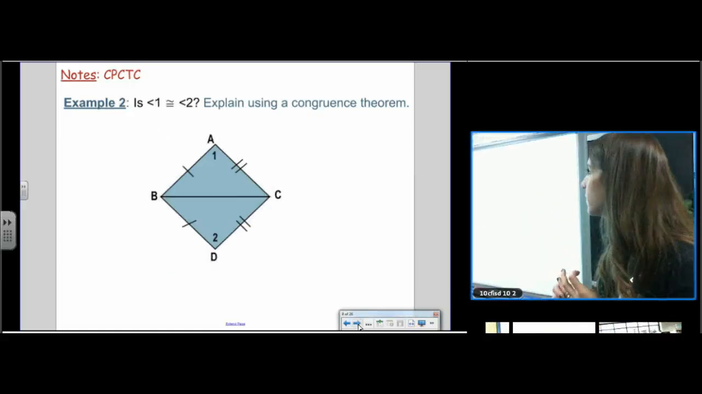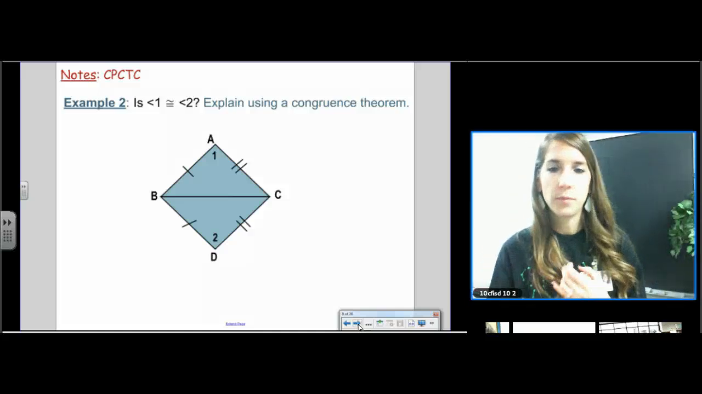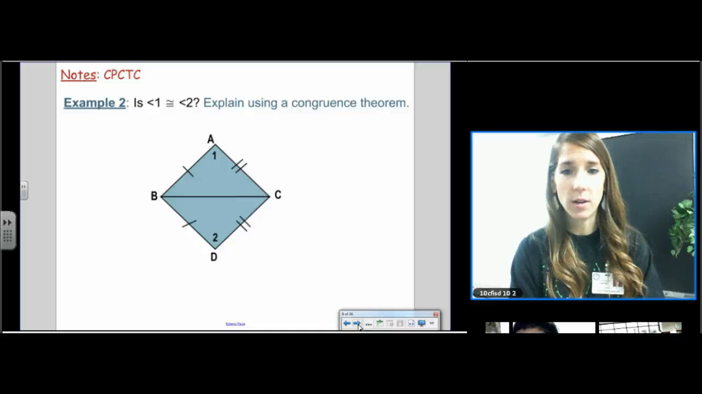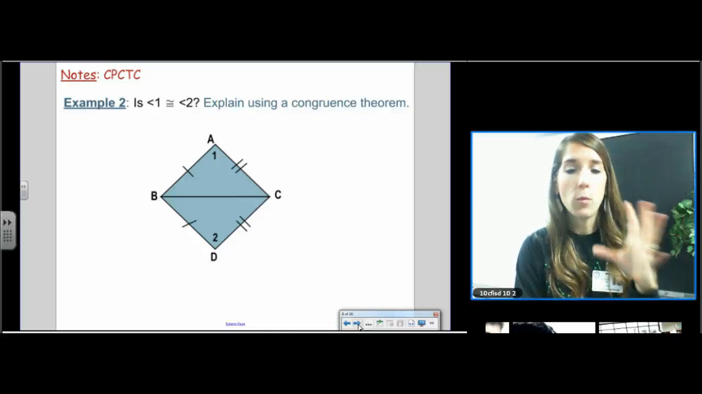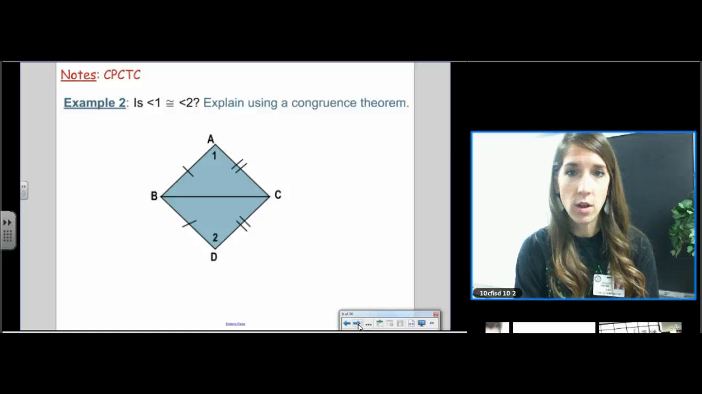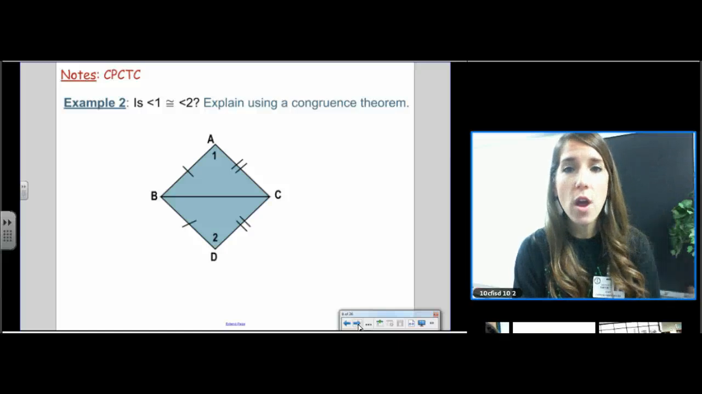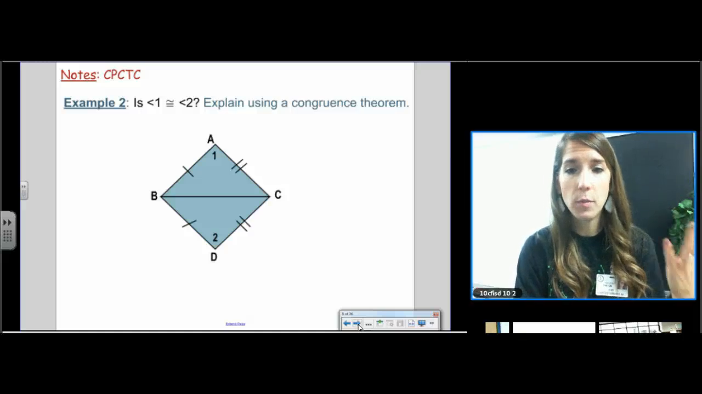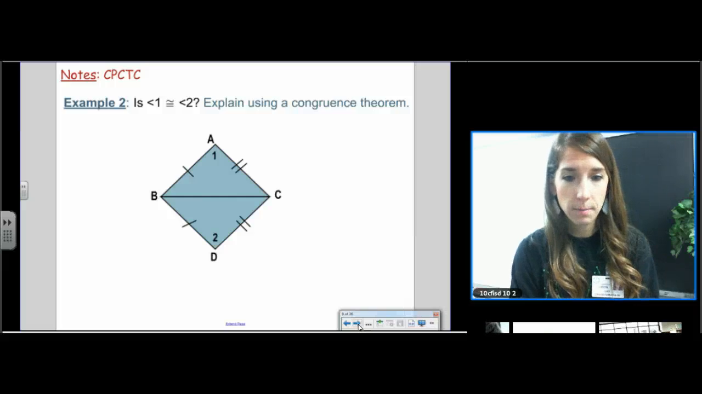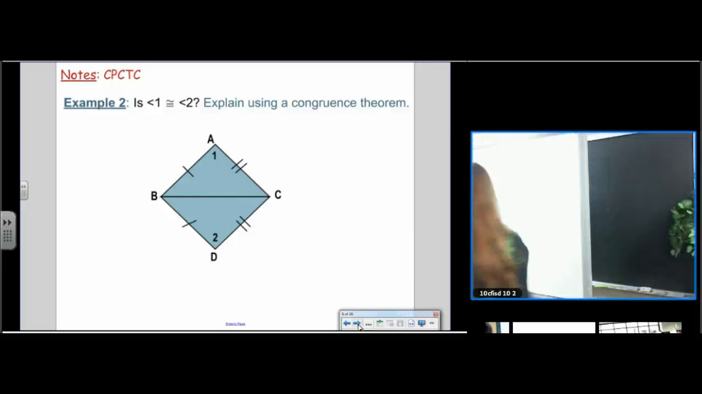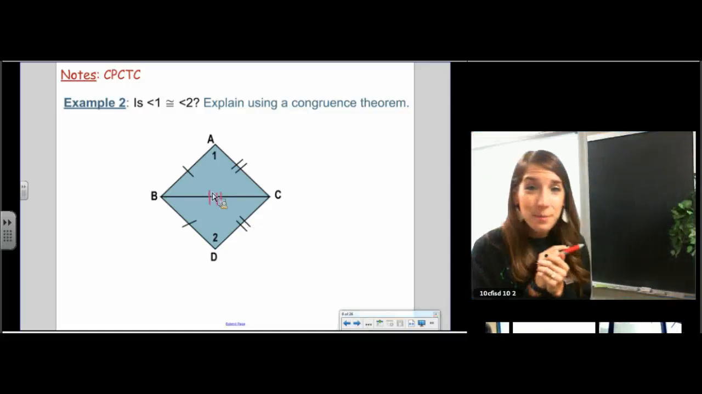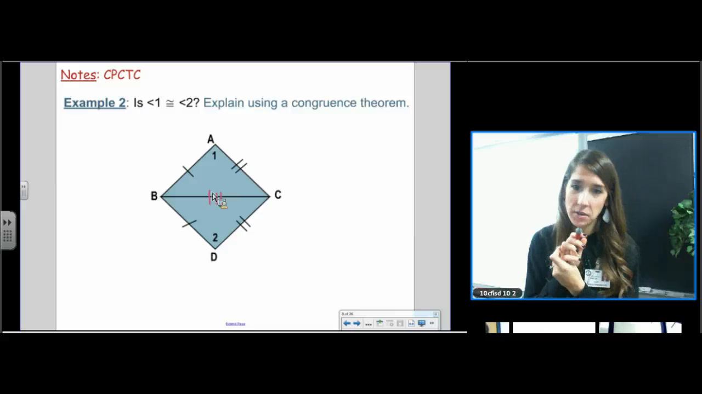Moving right along. Example 2. Is angle 1 congruent to angle 2? Explain using a congruence theorem. So the way this works is that we don't know if angle 1 is congruent to angle 2. There are no markings and we have no way to add an arc to this picture. We have no reason to add an arc. So first, we have to prove the triangles congruent. First, we're going to add tick marks to BC because the reflexive property lets us do that.